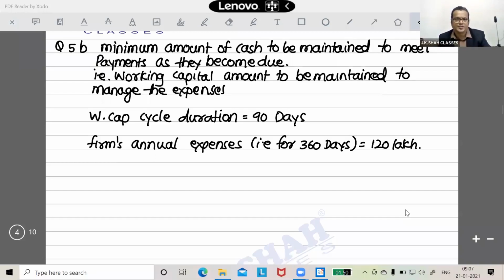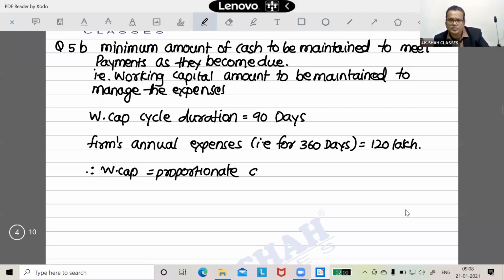So working capital cycle duration is 90 days. Firm's annual expenses, that is for 360 days, are 120 lakh. Therefore, working capital is equal to the proportionate amount of expense for how many days? 90 days. As simple as that.